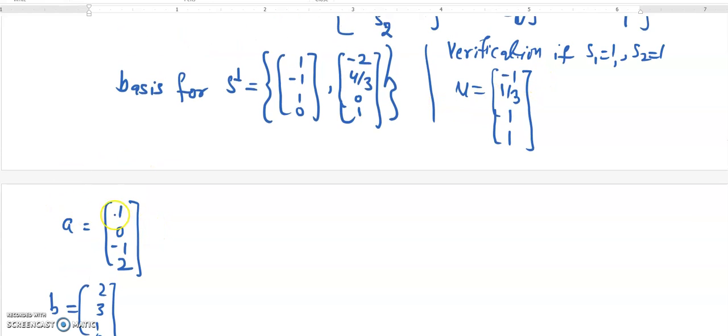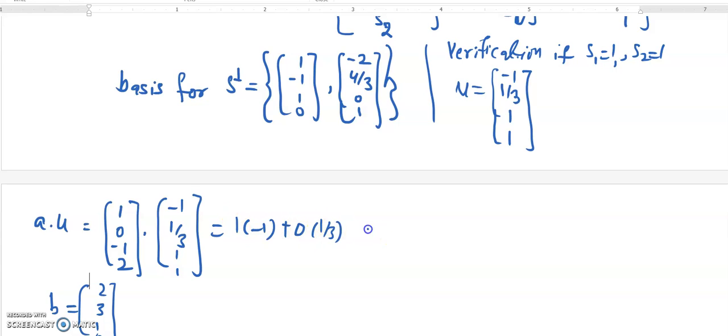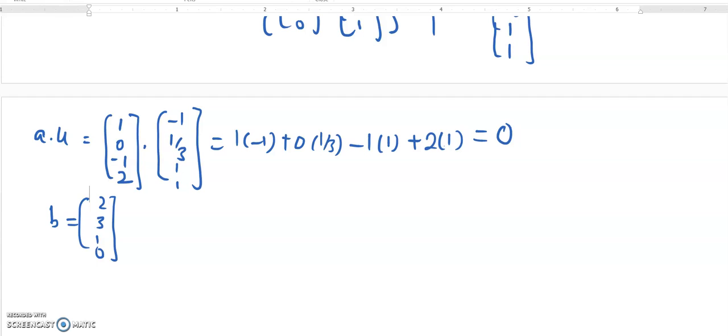So if I take A dot U, U will be minus 1, 1 by 3, 1, 1. What will that be? 1 into minus 1, 0 into 1 by 3, minus 1 into 1, 2 into 1. So minus 1, 0, minus 1 is minus 2, minus 2 plus 2 is 0. So A dot U is 0.